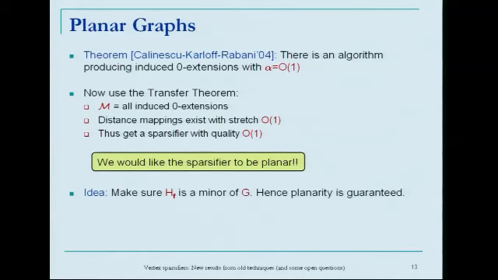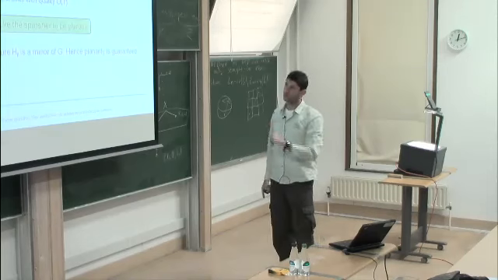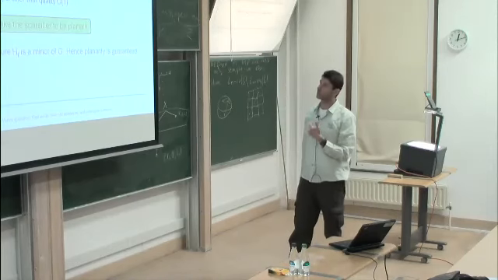The idea to work with this is to make sure that this H sub F that we construct is actually a minor of G. If it's a minor of G, we'll know it's planar as well. In general, it's not true, or using what I just showed you so far, it's not going to be true. But that's what we want to do.